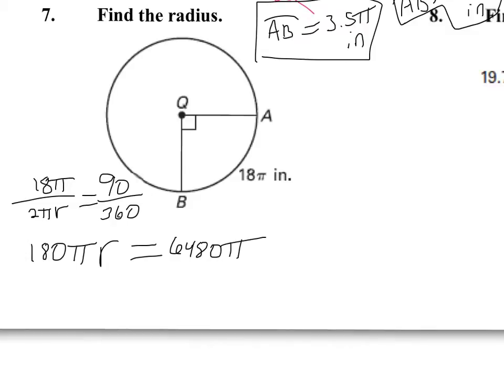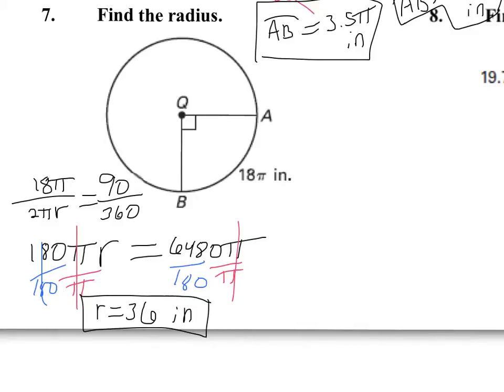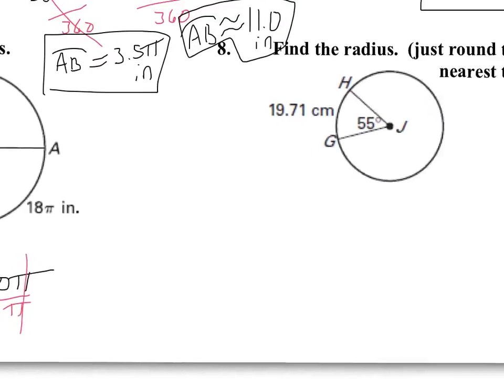So now, ultimately, I want to get the r by itself. You might be able to see that the pi is going to go away when I divide both sides by pi. So it's kind of nice. I didn't even have to mess with that pi. And now we're just dealing with regular integers. So to get the r by itself, I'm also going to divide by 180. So 6,480 divided by 180 comes out evenly to 36 inches. So this radius is 36 inches.